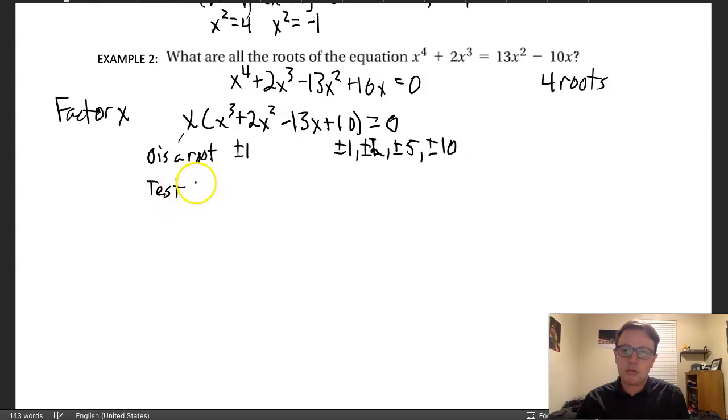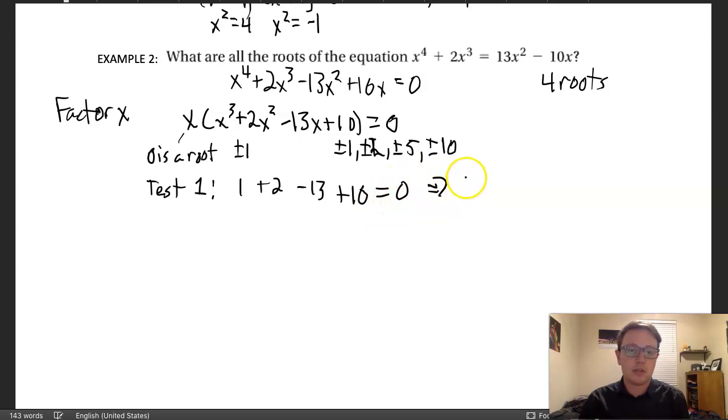Let's test 1. When we do this, we're going to get 1 plus 2 minus 13 plus 10. Remember, we're just subbing this in, and because we're only trying to solve for x cubed plus 2x squared minus 13x plus 10, we just need to sub it in for x in that part. When we do this, what do we get? We get 3 minus 13 plus 10. That's equal to 0. So what does that mean? That means that 1 is also a root.